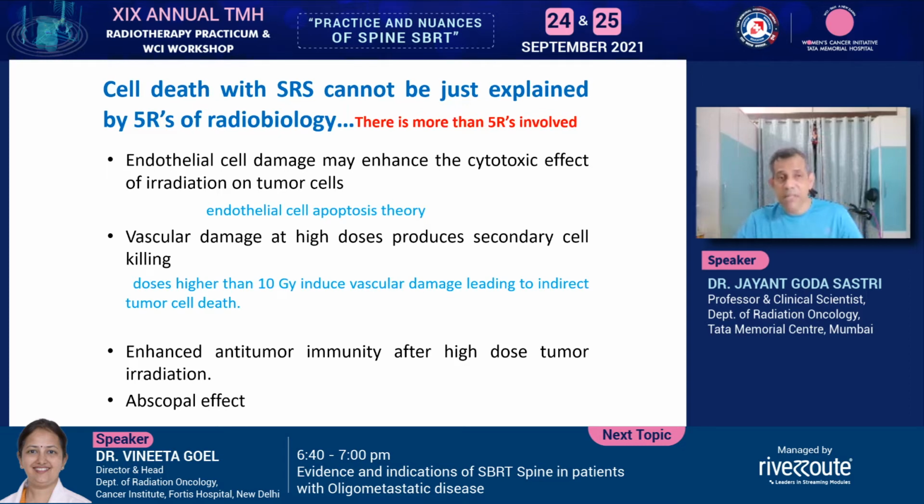Apart from the vascular damage, which is the result of endothelial cell apoptosis, there is also enhanced anti-tumor immunity after high-dose tumor radiation. Last but not the least, some small in vivo studies have shown abscopal effect when we are giving radiation doses in the SABR range.